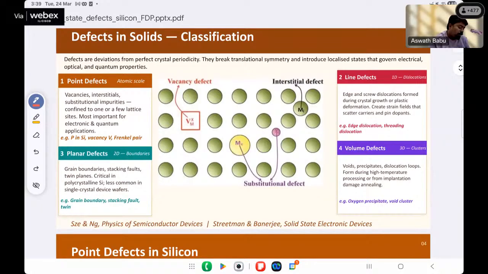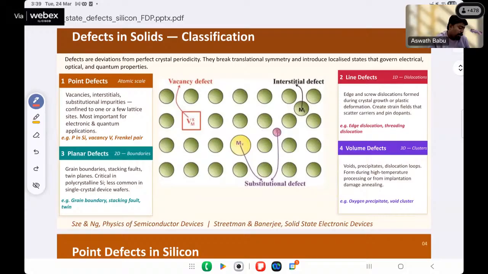We can have not only this, we can have different kinds of defects. One is called point defects, then planar defects, line defects, and volume defects. Just by replacing with external means like boron or phosphorus, that is one way of creating defects.